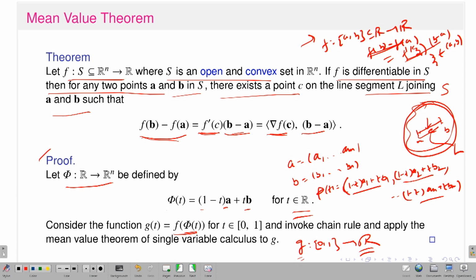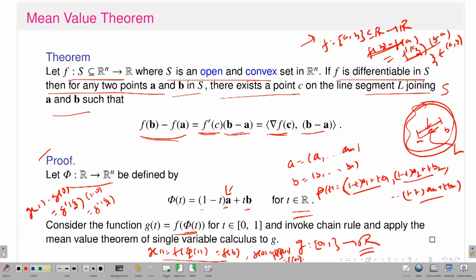If I apply the mean value theorem on g, then what will happen? It says that g(1) minus g(0) is the derivative at xi times (1 minus 0), and that is nothing but g prime of xi. But what is g(1)? By definition, g(1) is nothing but f of Phi(1). But what is Phi(1)? Phi is the given function, so Phi(1) is nothing but B, and g(1) is f of B. And what is g(0)? That means f of Phi(0), and Phi(0) is nothing but A, so g(0) is f of A. So you have g(1) equal to f of B, and g(0) equal to f of A. Therefore the left hand side is nothing but f(B) minus f(A).